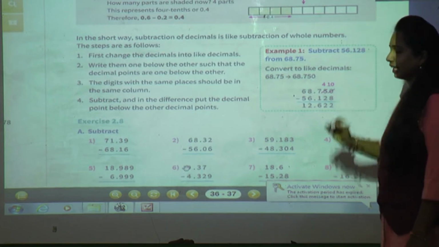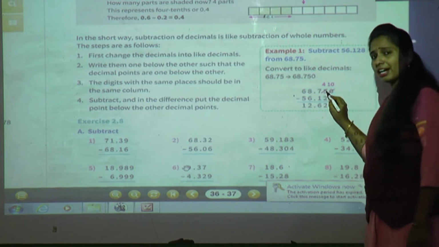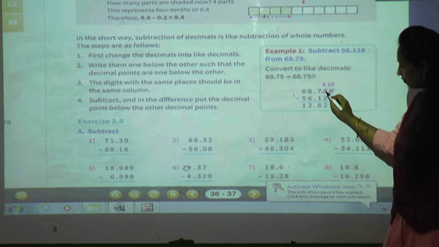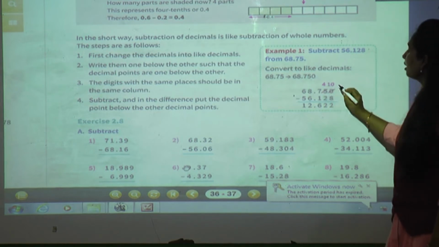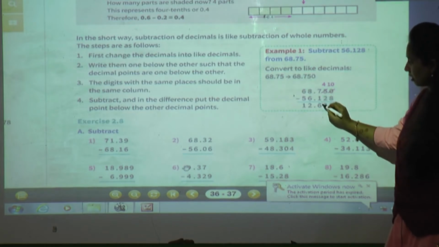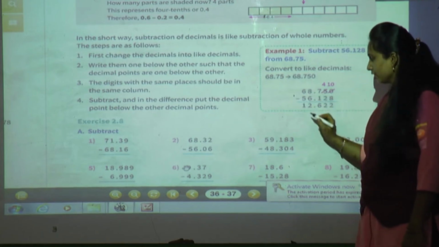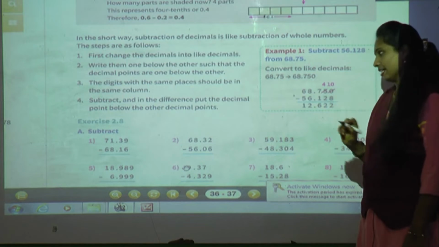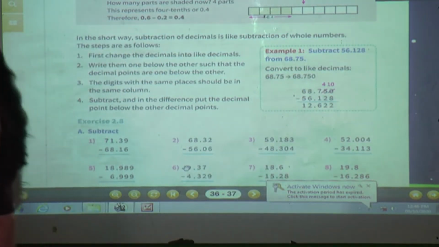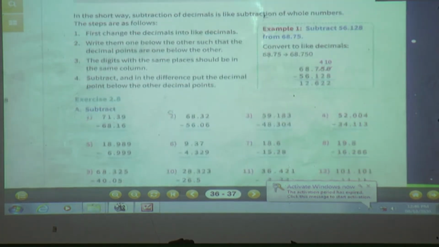Now see, 0 minus 8 we cannot subtract. Then go to the hundredths place and ask it to give one borrow. So hundredths has 5. He will give 1. 4 will remain. Now 10 minus 8 is 2. 4 minus 2 is 2. 7 minus 1 is 6. And 8 minus 6 is 2. 6 minus 5 is 1. The decimal point stays as it is. Clear? Yes. In the same way we are going to solve exercise 2.8 in the textbook.